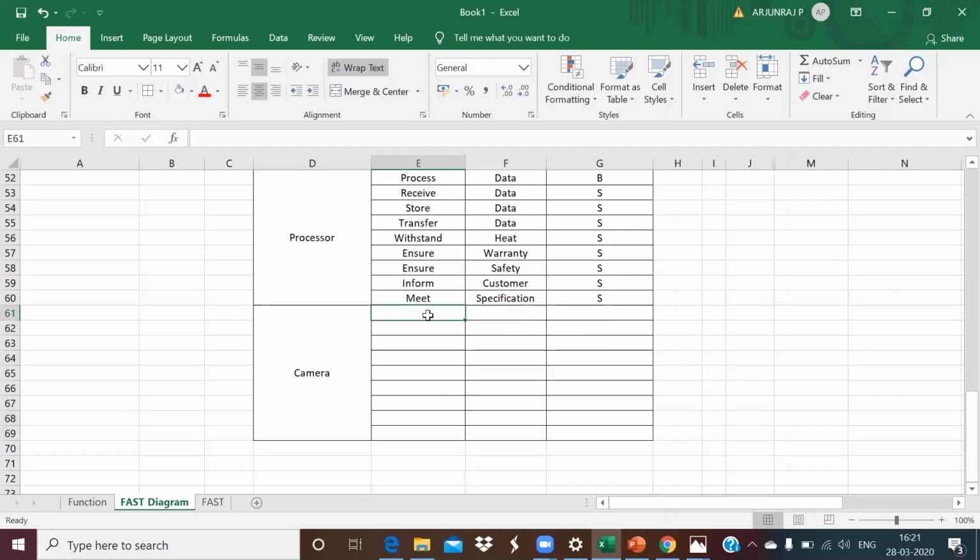Capture image, focus image. And again, it should also meet the specification. It also withstands external heat, dust, and has scratch resistance. It protects the product. Protect product, is that correct? Yeah, protect.